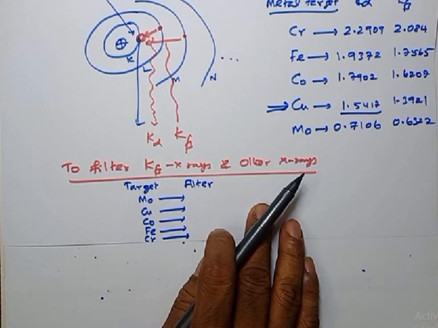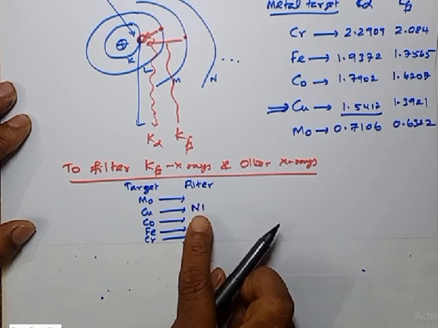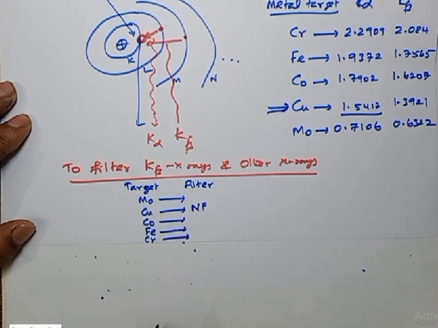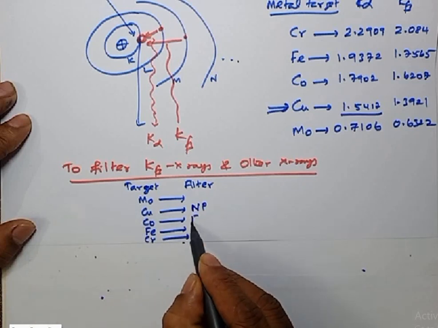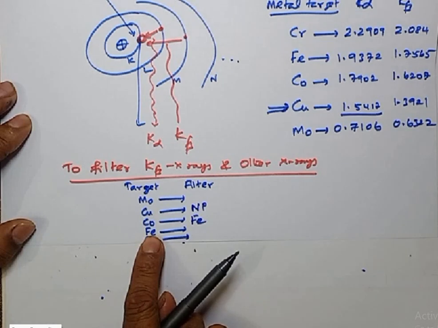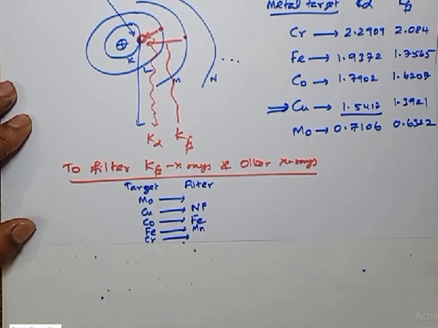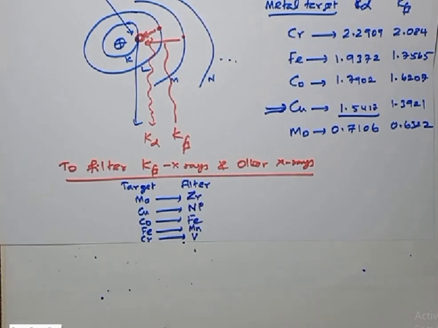Listen, in the periodic table, before copper we have nickel. So nickel is used to filter K beta radiations and other radiations of copper. If you use cobalt as the target, before cobalt we have iron, so we use iron as the filter. If we use iron as the target, before iron we have manganese, so manganese is used as the filter. For chromium, before chromium we have vanadium, so we use vanadium as the filter. For molybdenum, we use zirconium. Take note. These are all the filters we use to filter off K beta X-rays and other X-rays.